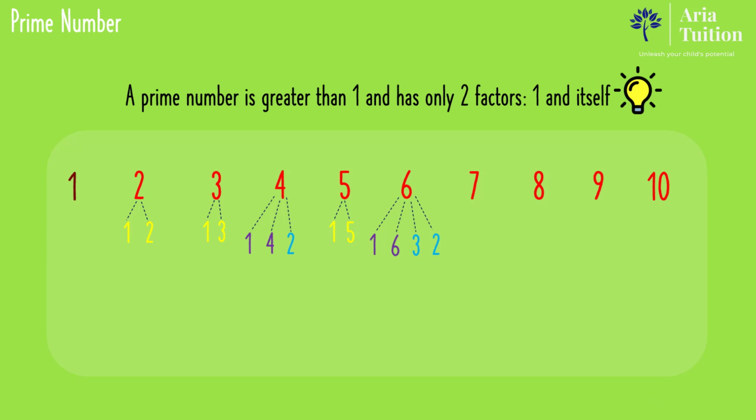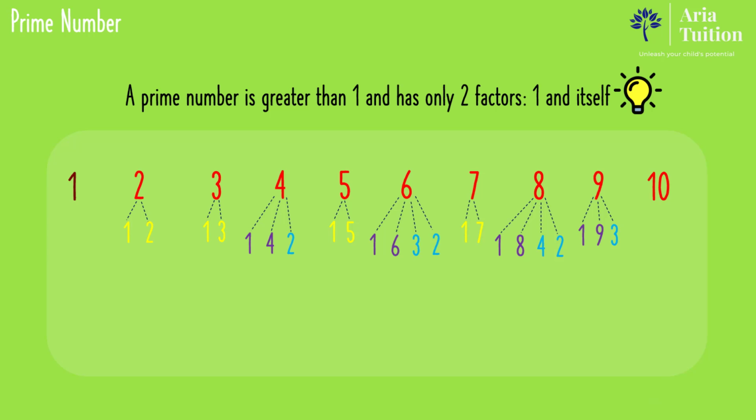And 7 is a prime number, since the factors of 7 are 1 and 7, where 1 times 7 is 7. 8 is not a prime number, where 1 times 8 makes 8, and 4 times 2 makes 8. Once again, 9 is not a prime number, since 1 times 9 makes 9. However, 3 times 3 also makes 9.